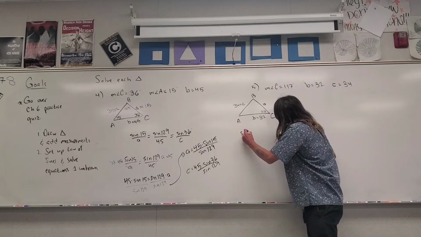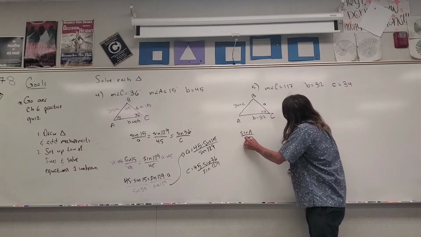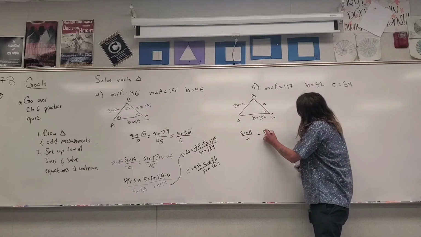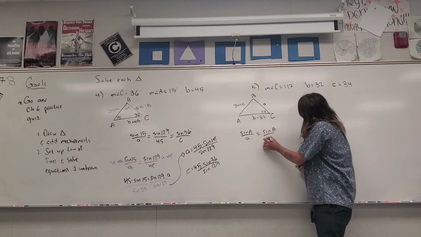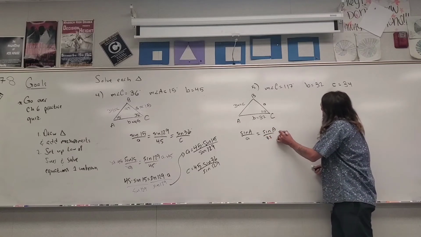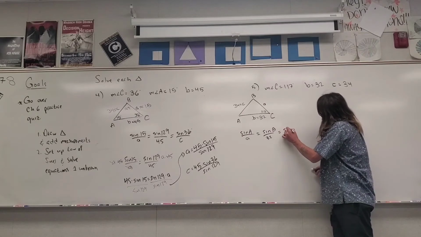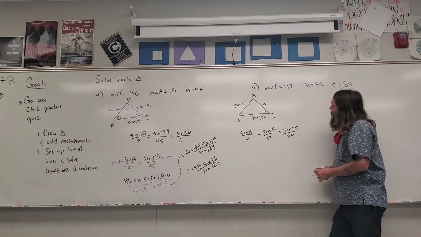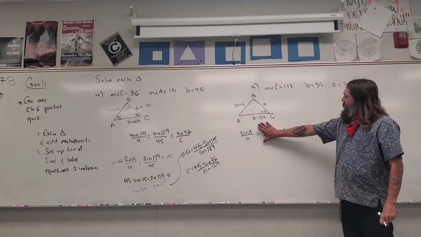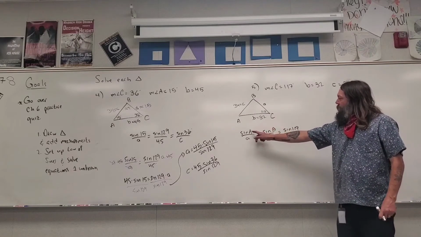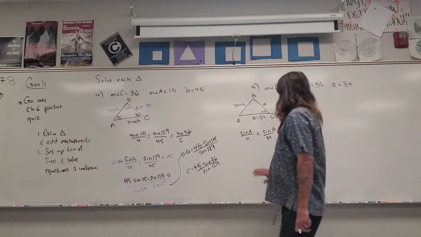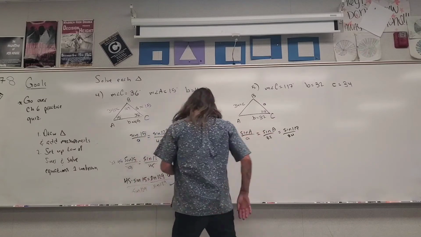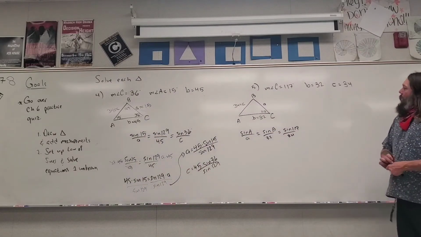So we get the sine of A divided by the length of A, and that's equal to the sine of B divided by the length of B, and that's equal to the sine of C, which is 117, divided by its length, which is 34. All right, I can't solve that equation because I have two unknowns, angle A and length A. I can solve this equation. The only unknown is angle B. So let's go ahead and figure that out.